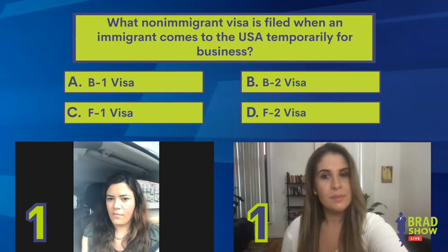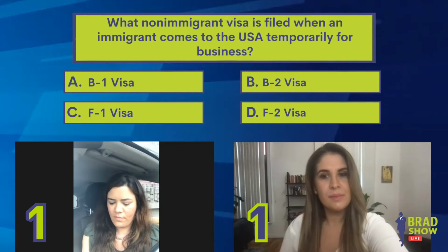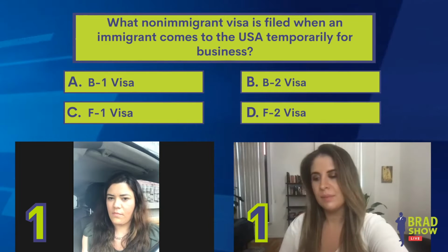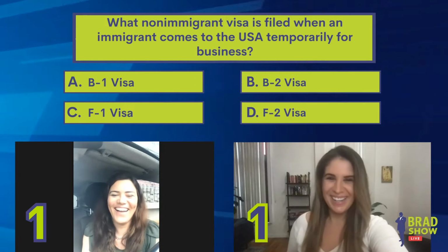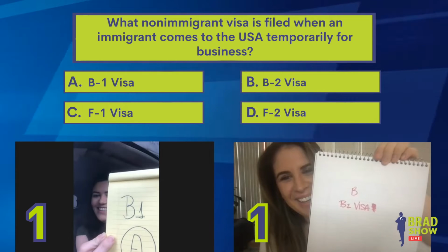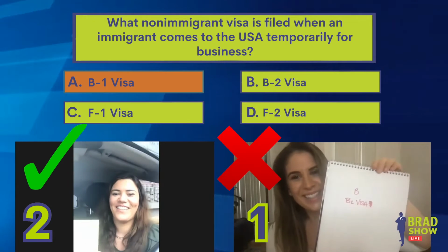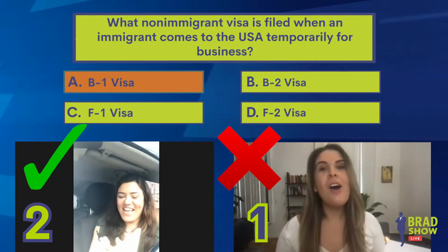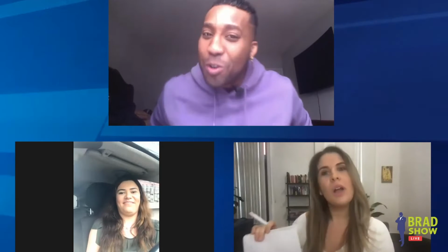What non-immigrant visa is filed when an immigrant comes to the USA temporarily for business? Is it A, a B1 visa, B, a B2 visa, C, an F1 visa, or D, an F2 visa? Are we ready? 1, 2, 3. Ding, ding, ding. Looks like Thais got it. It is A, because B1. B2 is the tourist visa. Ooh, you better school us, Thais.